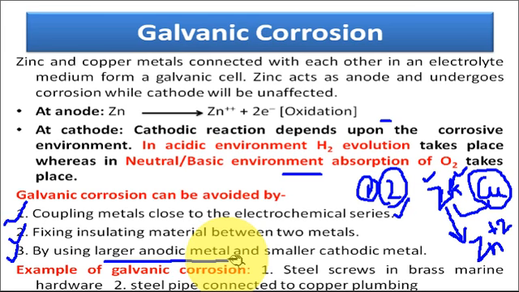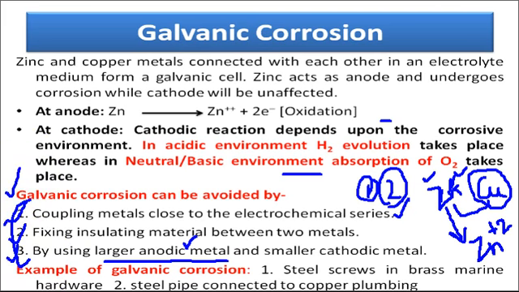We know from our previous lecture that as the anodic area is small, the rate of corrosion will be higher. So if we want to minimize the rate of corrosion, we should increase the size of the anodic part. Therefore, by these three measures we can control galvanic corrosion.